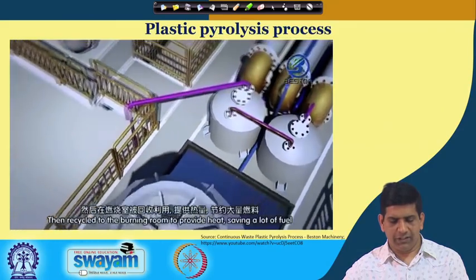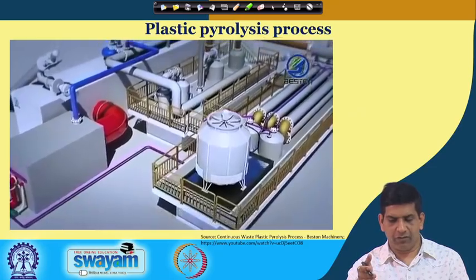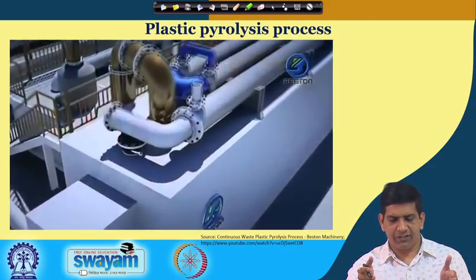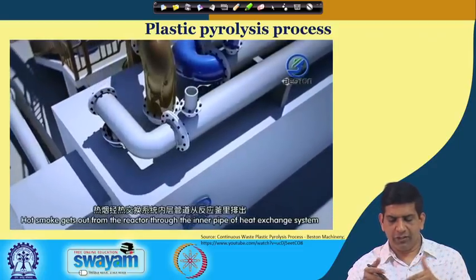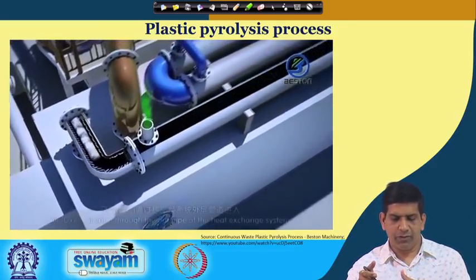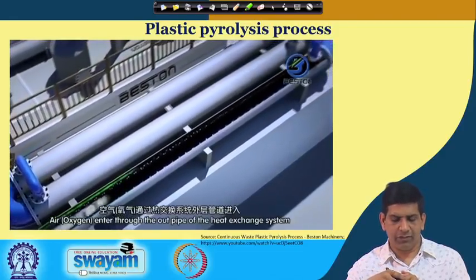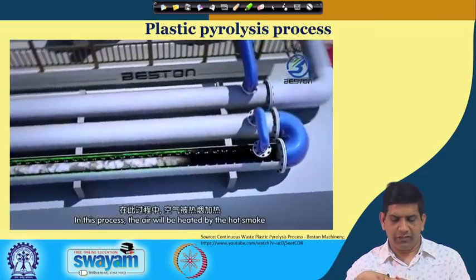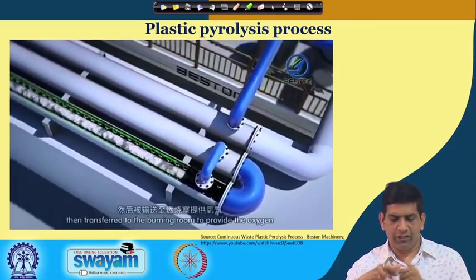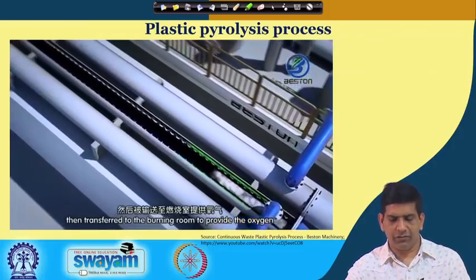So as you can see, the recycle goes to the burning room, and then we have to provide the heat, saving a lot of fuel. So that whole process that we just explained, and the hot smoke goes out of the reactor through inner pipe to the heat exchange system. So they are recovering the heat, they get the char product, they are also getting the syngas product. Air will get heated by the hot smoke, and then that can be transferred to the burning room to provide oxygen.